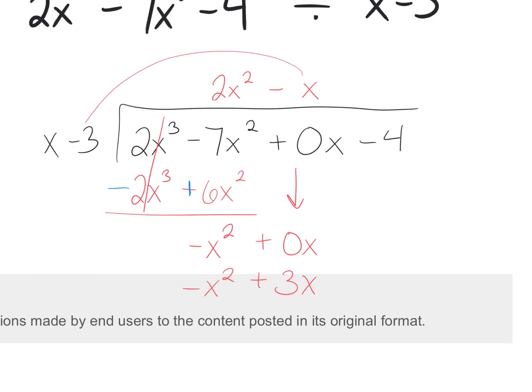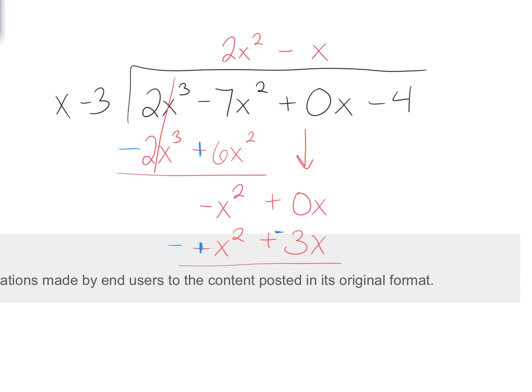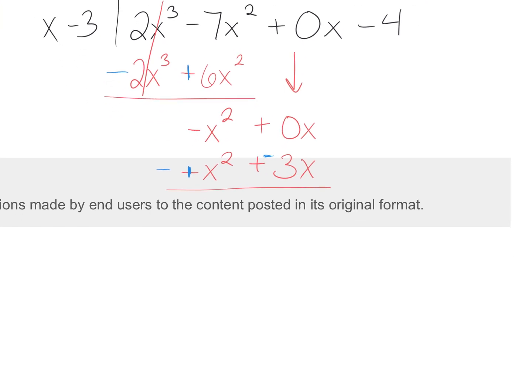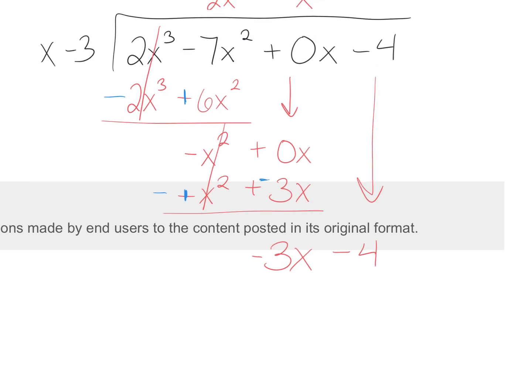What do I do from here? Subtract. When you're doing the subtracting, what do we need to do? Change the signs on the bottom. So this turns to addition, this turns to subtraction. What happens to the x squareds? They cancel. What's 0 minus 3? Negative 3x. What do I do next? Bring down the negative 4. Now I do the process over again.